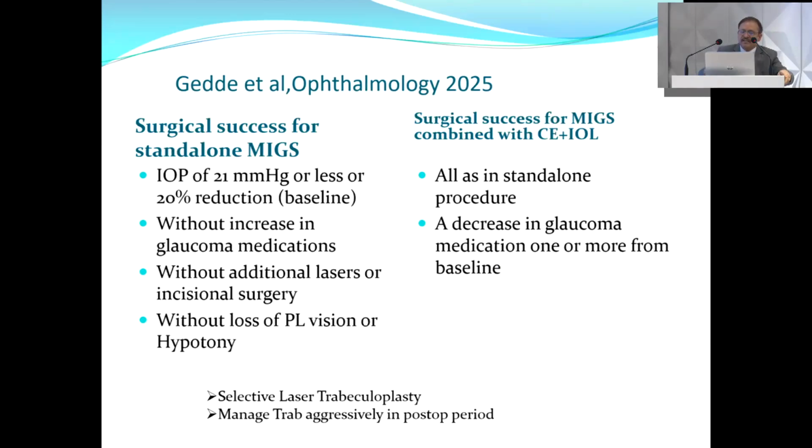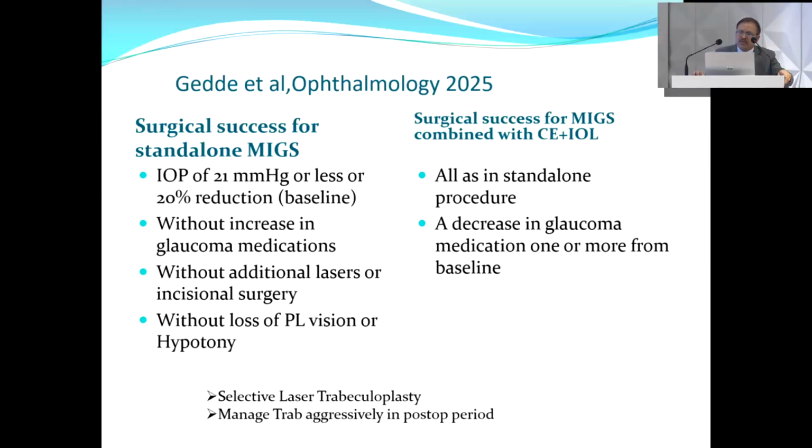So this is a recent article where the surgical success of standalone MIGS was compared against MIGS with cataract surgery. So the criteria was IOP of less than 21 or less than 20% from the baseline without an increase in glaucoma medications and without additional lasers or incisional surgeries and without loss of PL vision. And in combined surgery, all of these, but with just a decrease of one glaucoma medication. So what they have proposed is that before going for MIGS, you can always try SLT, that will give you a decrease of one or two medications.